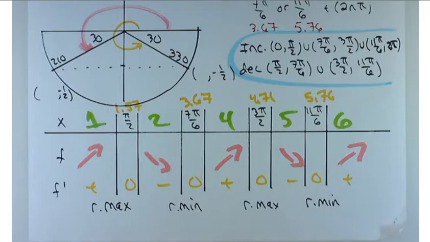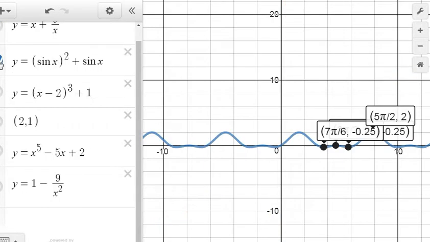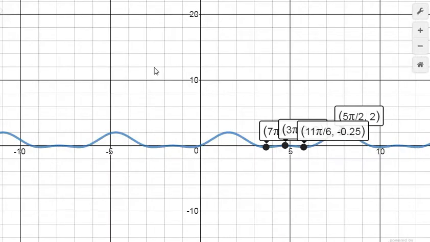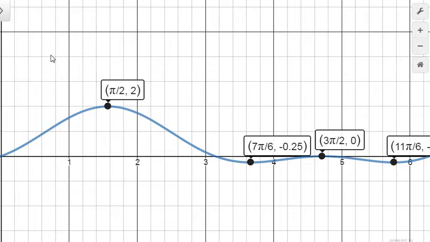Let's compare our conclusion here to the graph. So shut this one off. Here's the graph. Let's zoom in a little bit. The advantage of doing it on decimals is that it can display some of these nice points.